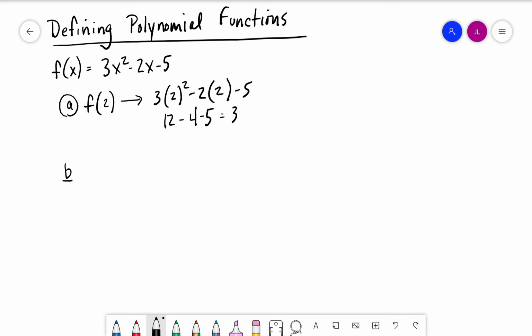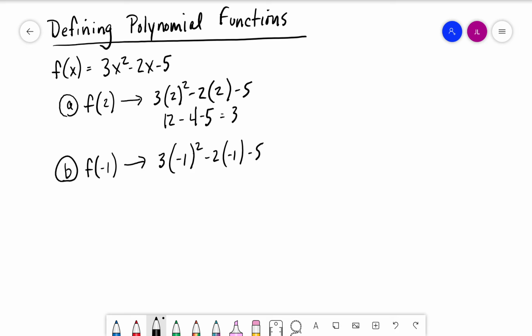And we can do this with different things. Let's look at another example. What if we have f of negative 1? Well, if we're looking at f of negative 1, we're again replacing x with negative 1. So we're going to say 3 times negative 1 squared minus 2 times negative 1 minus 5. So again, we can work through this problem, use the order of operations.